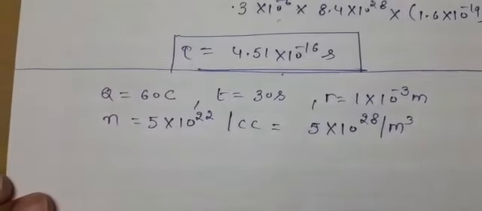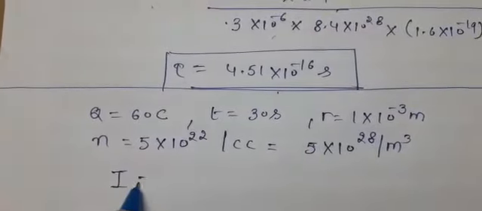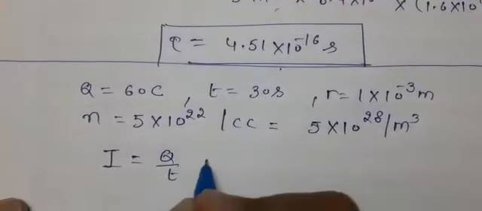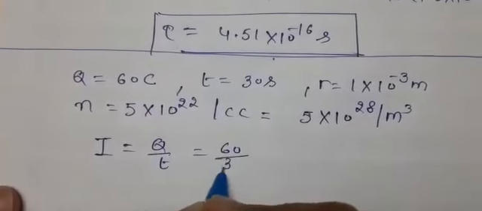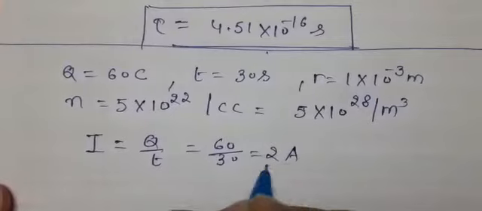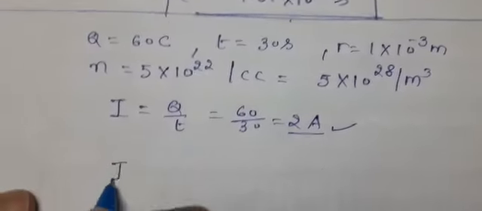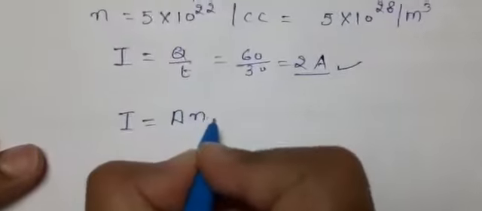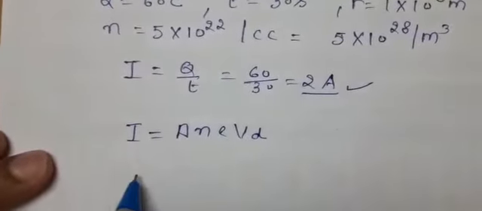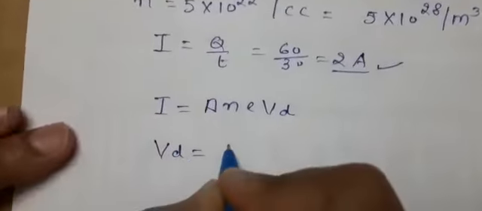So now what you have to obtain? Current. As current is charge per unit time. Charge is 60, time is 30. So directly you are getting current to be 2 ampere. Now drift velocity, I is equal to A N E V T. Simply now the formula is known to you.